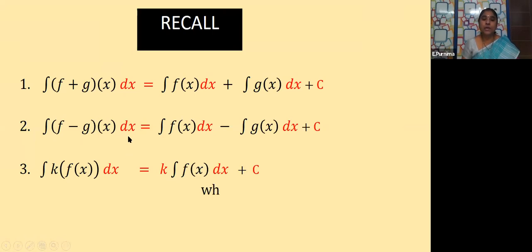And next, let us see here. What is this k? k is nothing but an arbitrary constant. Here it can be any constant. So there is no limitation for k. It can be any constant.